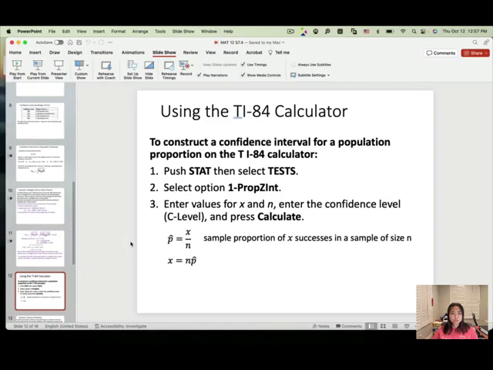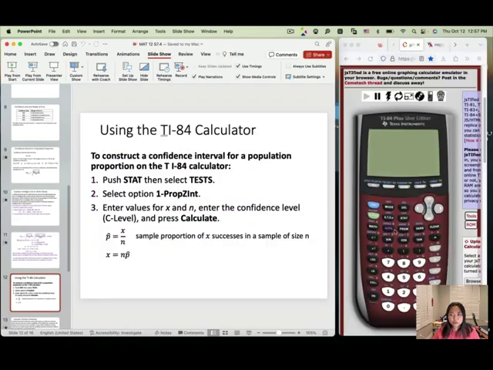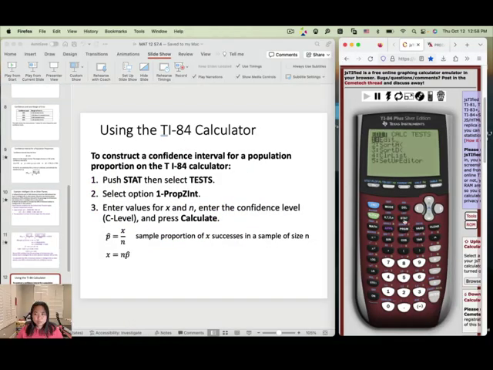Okay, let's use the calculator. First, go to STAT and then select TESTS. Then we're gonna go down and find 1-PropZInt. Using the Z, we remember the margin of error, where we have the Z star. This is talking about the proportion and an interval, a confidence interval. Okay, choose this one.